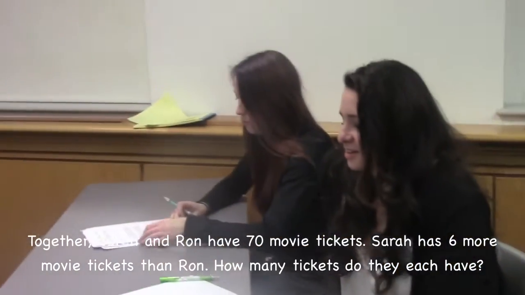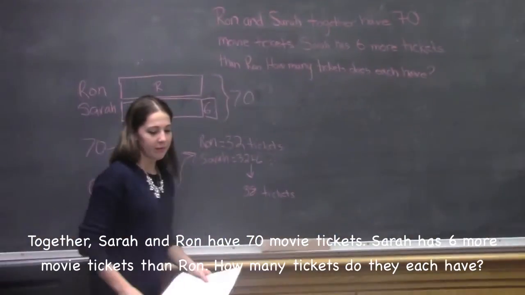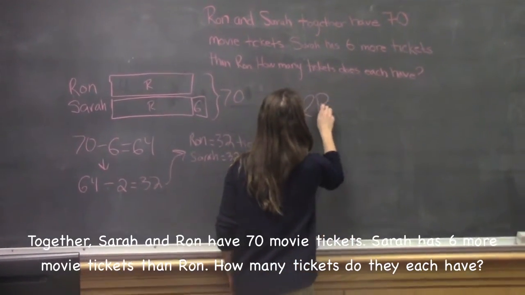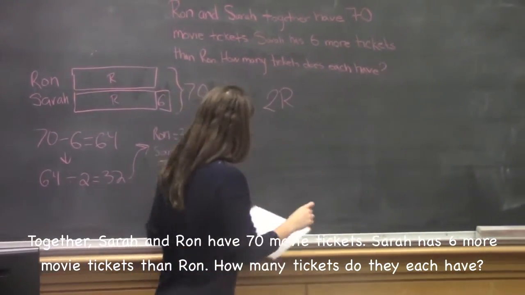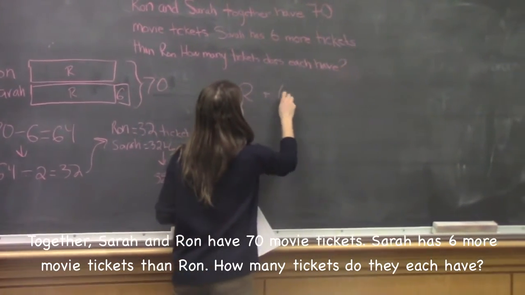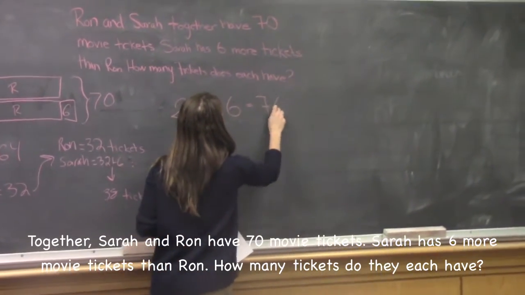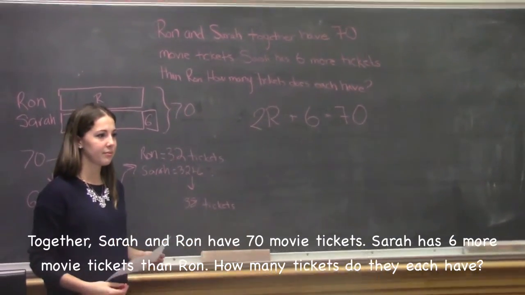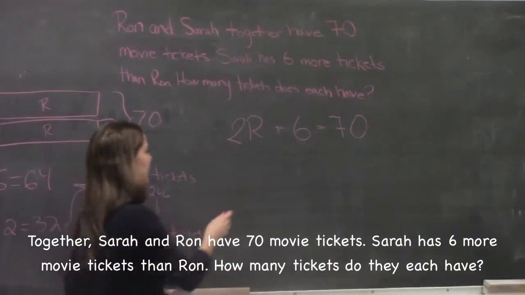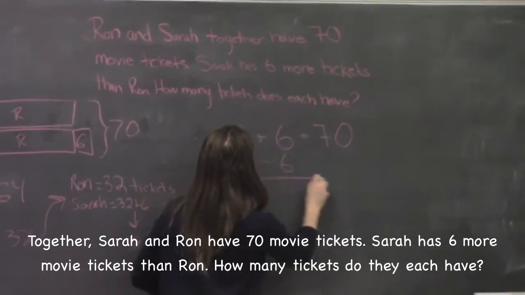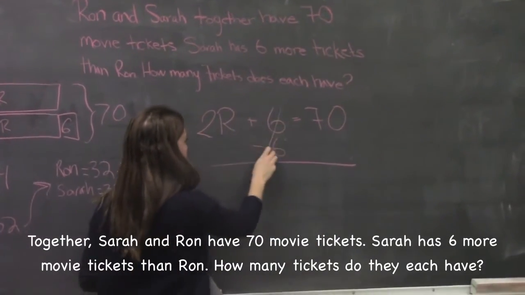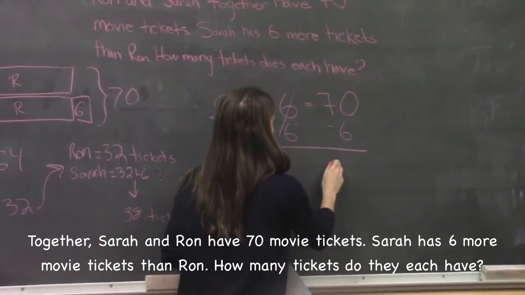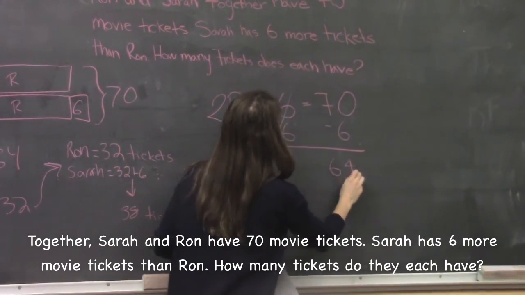Isolate. Exactly. So, if we have the equation 2r plus 6 equals 70, what do we want to do first? Subtract 6. Exactly. Am I done? Do it on both sides. Very good. You always have to make sure you do the same thing on both sides.